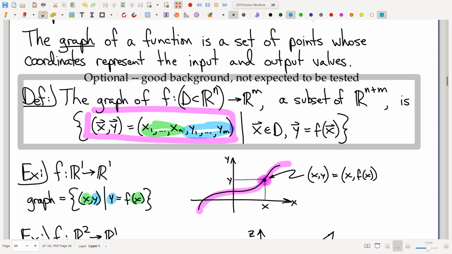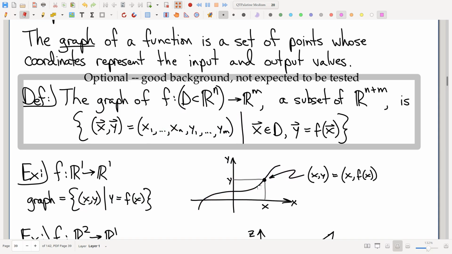So you take the inputs into the function, the outputs out of the function, you smash them together like so. Those become points. And when you do this same thing for all possible values of x, then that produces what we call the graph. In this case, curve. Okay, so I hope that looks familiar. Maybe it's a different take on it than you've seen before, but that's one take.